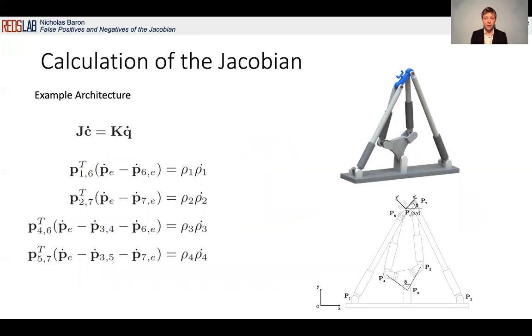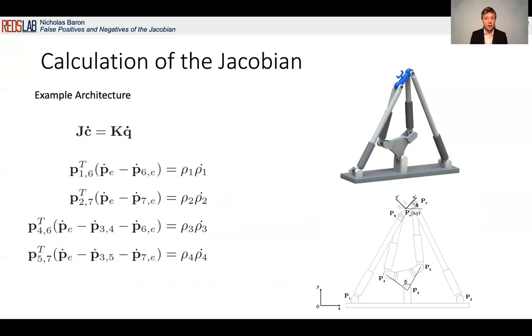So let's consider the first mechanism. Here we have the planar kinematically redundant mechanism, and we're going to compute the Jacobian for this. And so firstly, we formulate the relationship between the output velocity vector of the end effector, given here by c dot, and the input velocity vector of the actuator prismatic joints, given here by q dot.